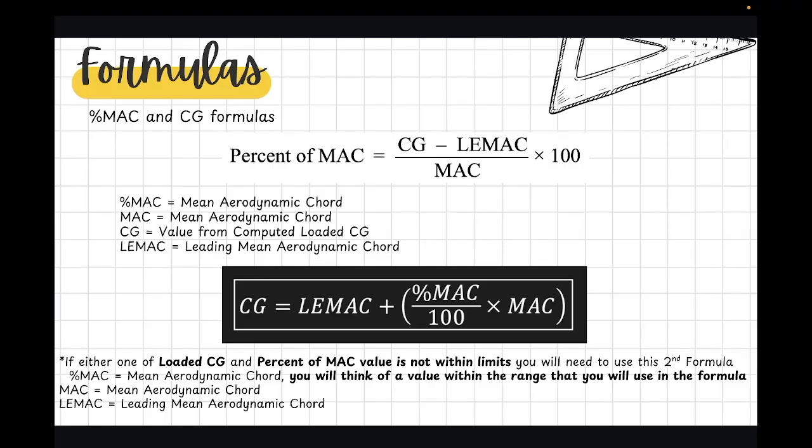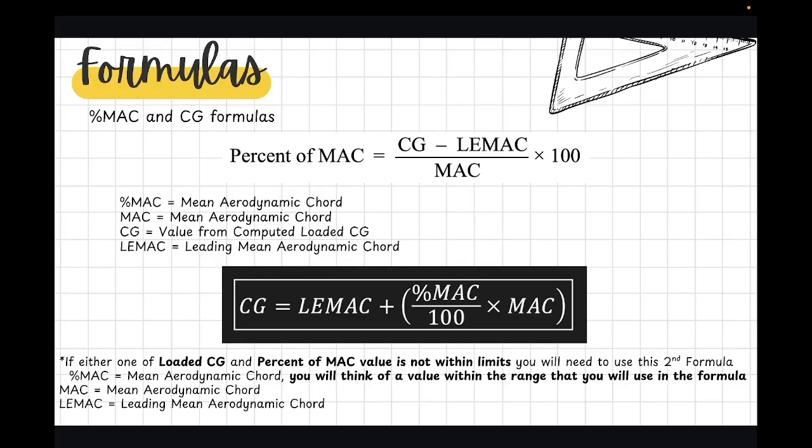Pero yun, Mach is the mean aerodynamic chord. Then may percentage din to. Percent Mach and CG are somehow similar because they have range. Parang there is a certain range or limit lang na nakalagay sa ating type certificate data sheet na dapat nating sundin. And both limits naman, it will help us kung paano natin isosolve yung certain problems na yun. Both CG, LEMAC, and Mach are all present given sa ating solving process.